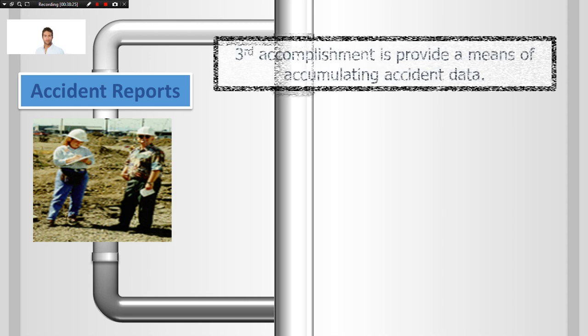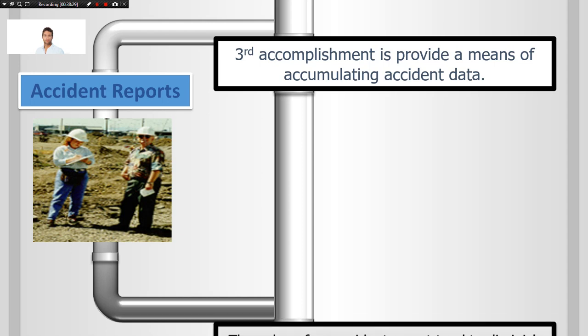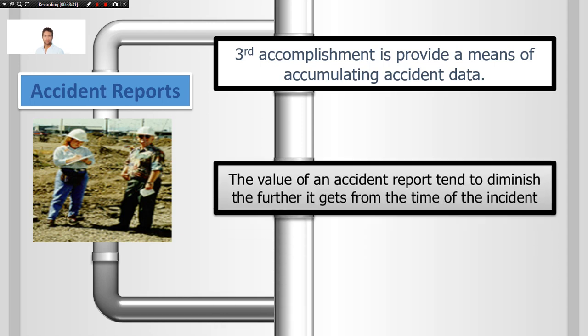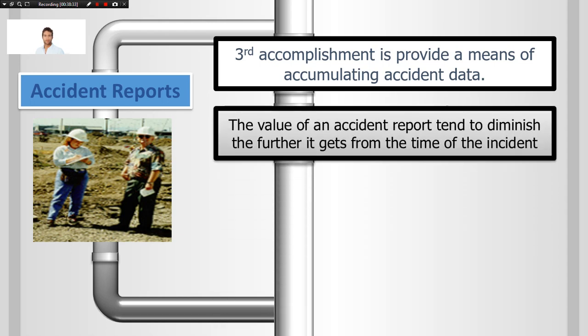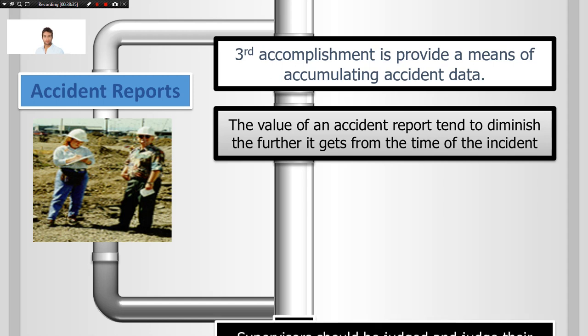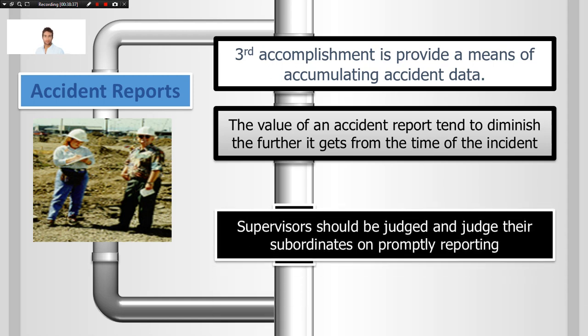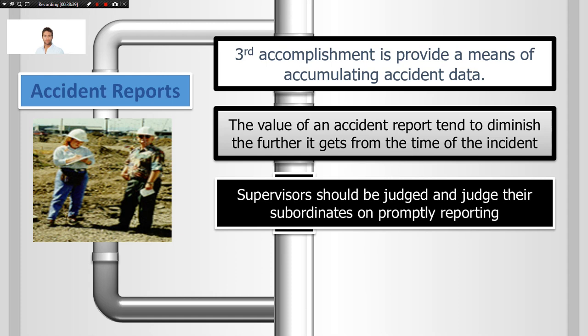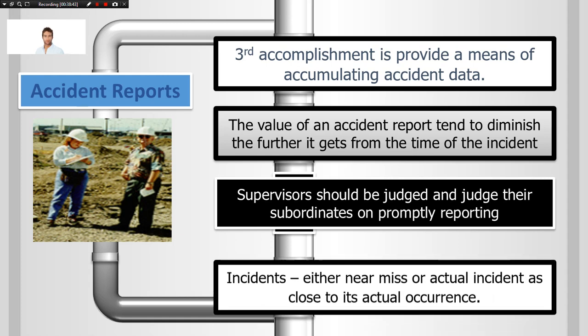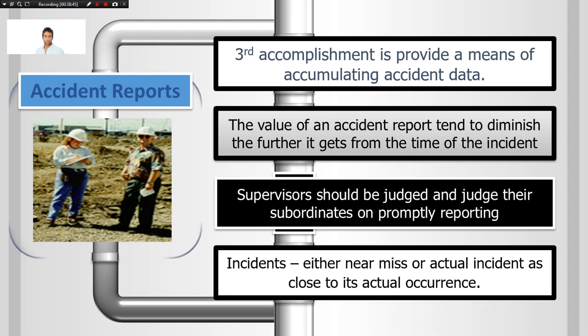Let's keep talking accident reports until we are bored with the topic. Third accomplishment of accident reports is to provide a means of accumulating accident data. The value of an accident report tends to diminish the further it gets from the time of the incident. Supervisors should be judged, and judge their subordinates, on promptly reporting incidents, either near miss or actual incident, as close to its actual occurrence.